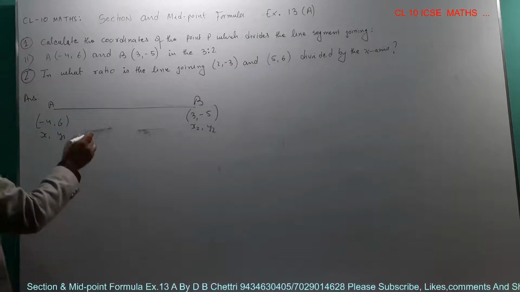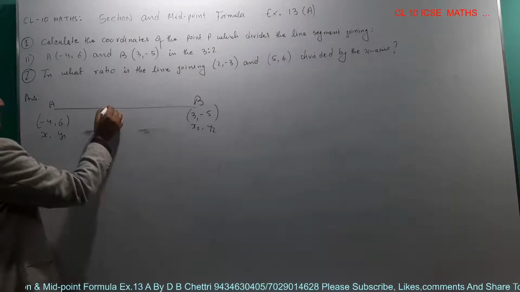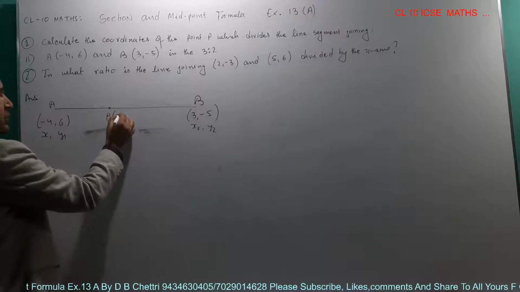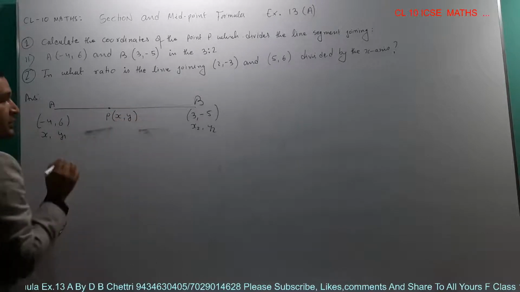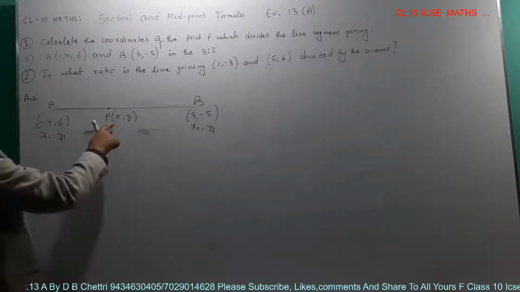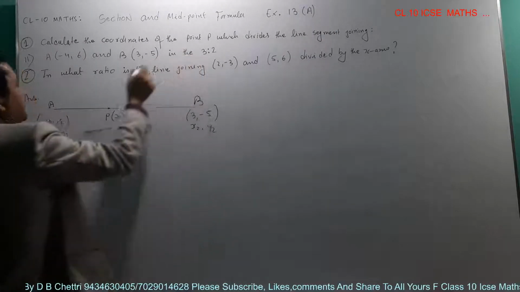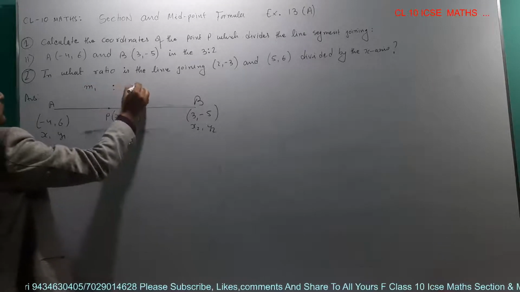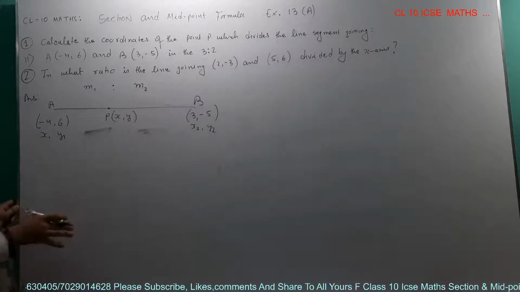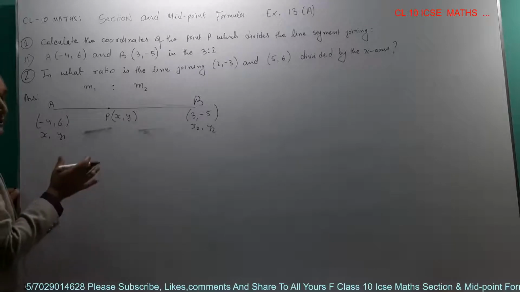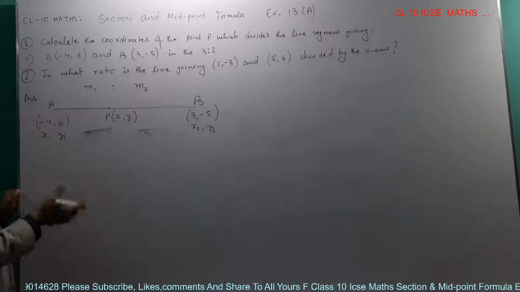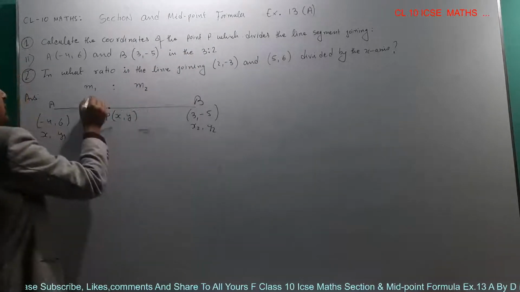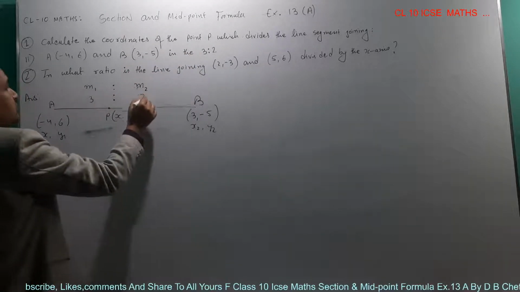Now P divides this line, so we mark it somewhere here, and this dividing point is always marked by x and y. The question asks to find the coordinates of this point. The ratio is given, m1 is to m2. Draw this rough sketch. If you draw the rough sketch, we can form the formula easily. Then it is easy to solve the question. Here m1 is the first number, 3, to 2.